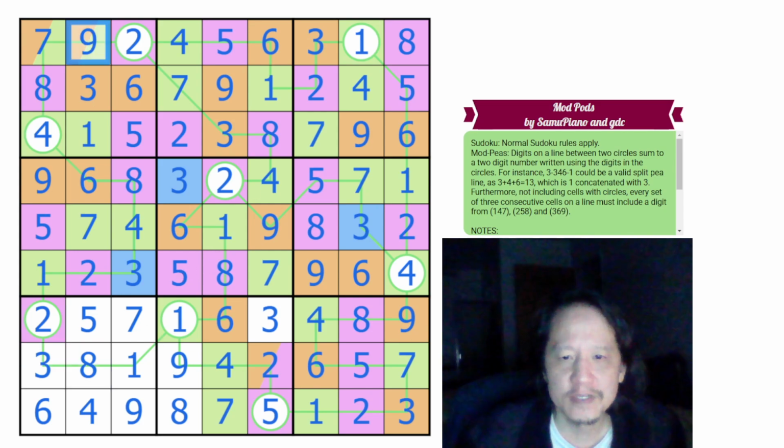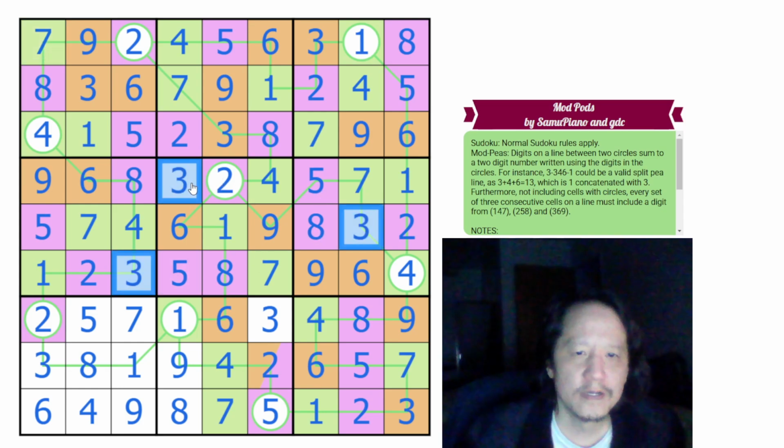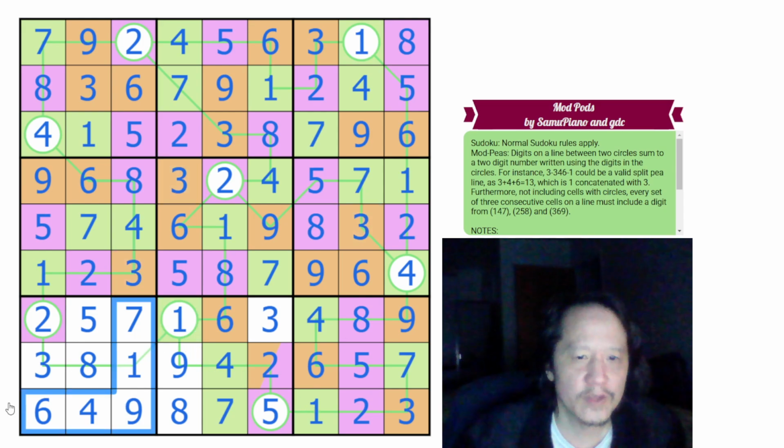Anyways, this can't be green, and this can't be orange. The blues are not the blues. They are actually orange. Yeah.